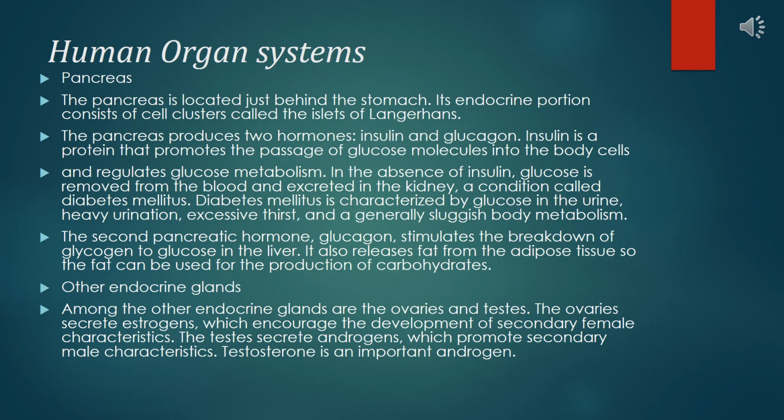Other endocrine glands. Among the other endocrine glands are the ovaries and testes. The ovaries secrete estrogens, which encourage the development of secondary female characteristics. The testes secrete androgens, which promote secondary male characteristics. Testosterone is an important androgen.